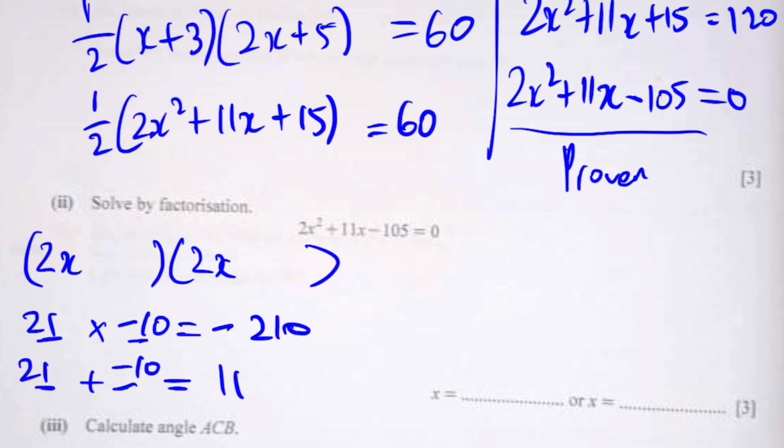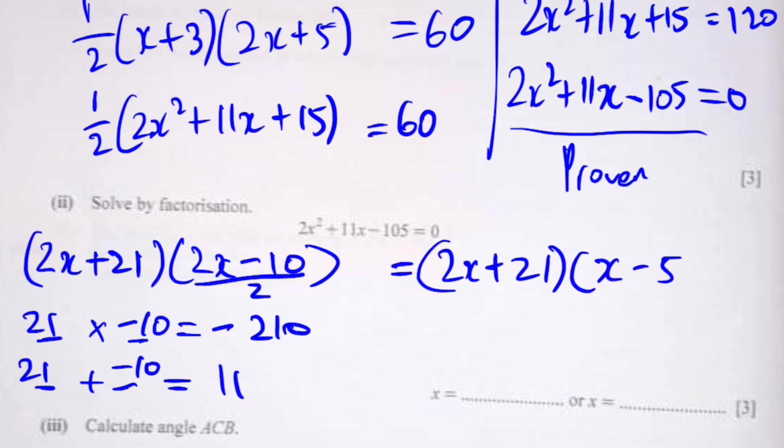Now you can just plug these two values, 21 and minus 10, into the brackets. And then we can see that we can simplify one of the brackets by taking the 2 out. So we just divide this by 2, and then we cancel this to get x minus 5. So if we divide by 2, we'll get 2x plus 21 into x minus 5. And this is our factorization. By the way, we cannot simplify this bracket, therefore I have done it for this one by dividing by 2.